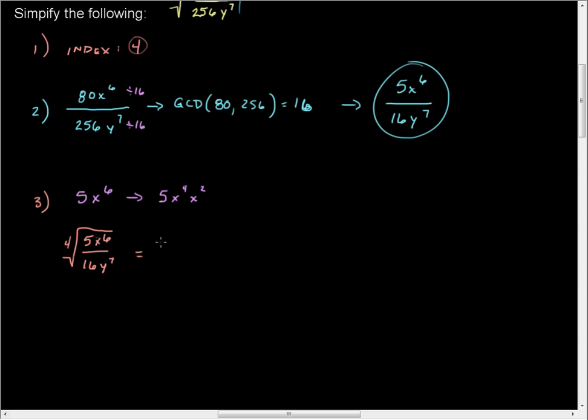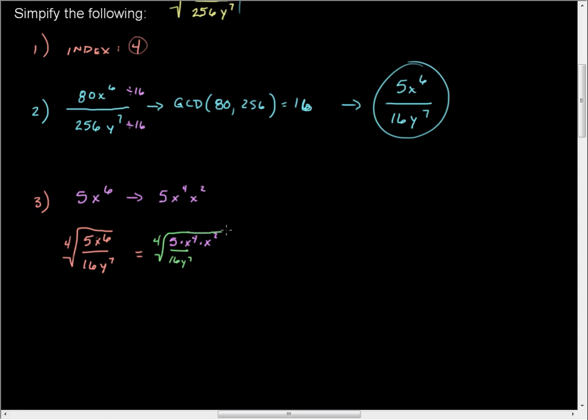Now what we're going to do is we're going to split this, and we're going to concentrate on the numerator and denominator. And so here's my fourth root, and then I'm going to be dealing with 16y to the 7th later. But for right now, I'm going to be dealing with changing this 5x to the 6th into 5 times x to the 4th times x squared.